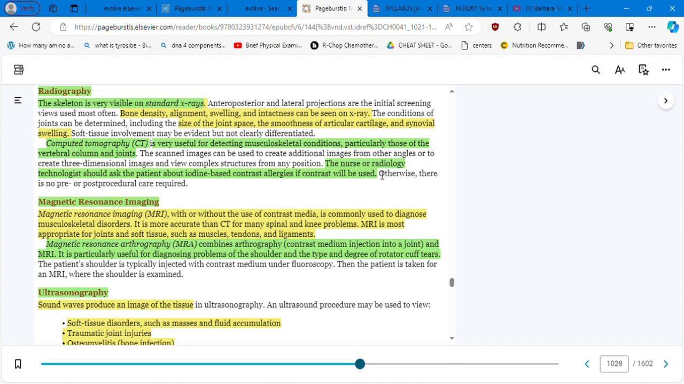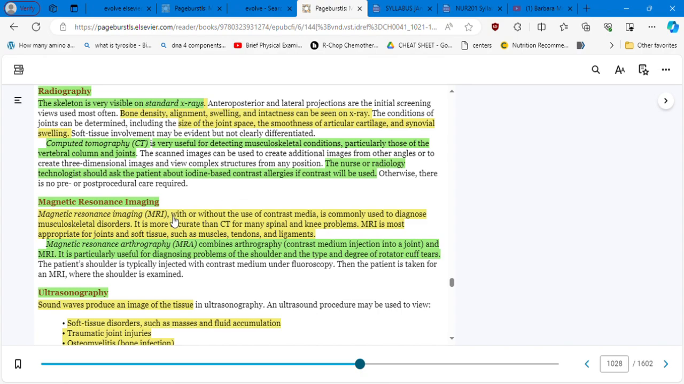The nurse or radiology technologist should ask the patient about iodine-based contrast allergy if contrast will be used. In other words, if it's going to be a CT with contrast, you ask for iodine-based contrast allergy. Is it going to be a CT without? You don't need to ask.